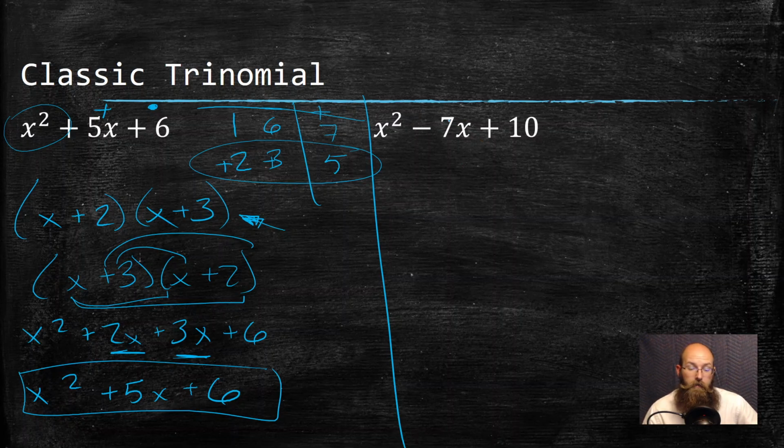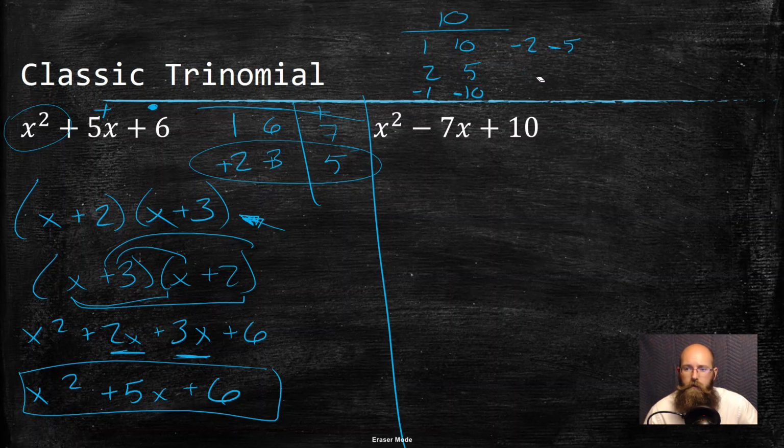I do have a negative in the middle, so I do want to check my negatives now. So what things multiply to get me that 10? I have a 1 and 10 and a 2 and a 5. That's pretty much it. But I also have -1 and positive 10, or a -2 and a positive 5, or a negative, oh sorry, I messed that up. It has to be a -1 and a -10, or a -2 and a -5.